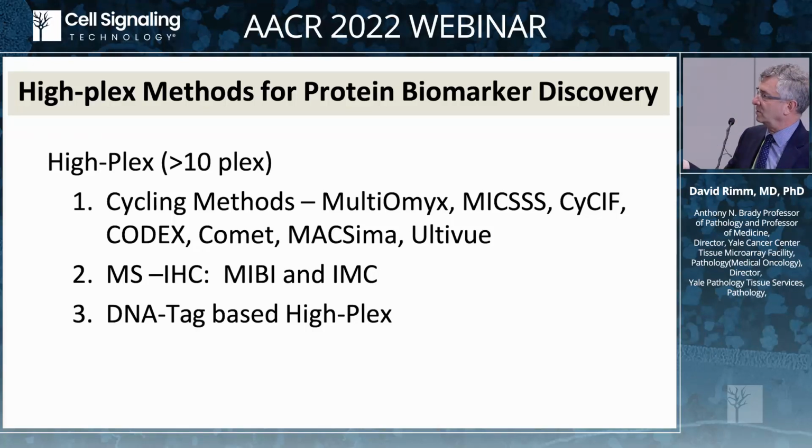So the cycling, there's the High-plex, I define as at least greater than 10-plex, which is kind of mid-plex, but mostly between sort of 10 and 50, and then High-plex is 75 or greater. And so most of these techniques depend on either cycling, which is still a pretty common technique, mass spec, MIBI and IMC, or the DNA tag-based High-plex. And this is the one there seems to be more and more of these sprouting up, and we'll have to closely watch that space.